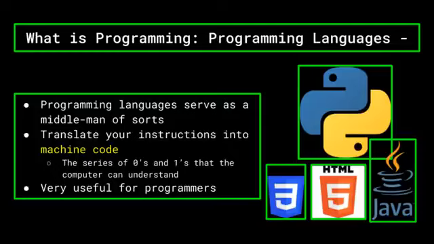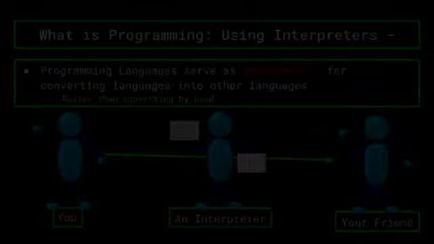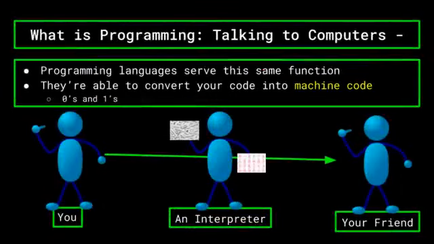Going back to our Lego example, a programming language would sort of be like an interpreter that's able to take the instructions you give them in English and translate them into instructions your non-English speaking friend can understand. This makes programming languages extremely useful and the backbone of any good program. Think of programming languages as not English and not machine code, but somewhere in the middle.